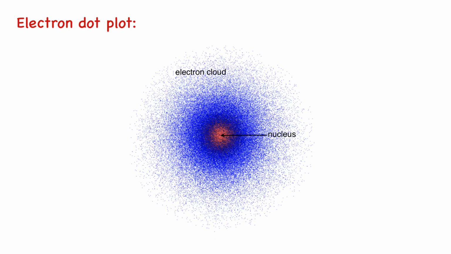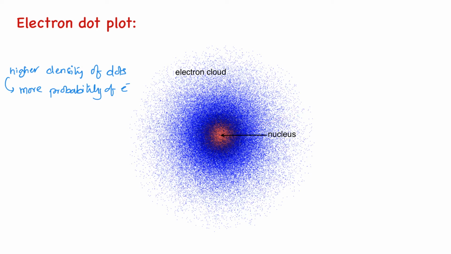The image that is obtained is what we call an electron dot plot. The density of the dots in this plot shows the probability of finding an electron at that position. The more concentrated the dots are at a particular point in the three-dimensional space, the higher is the probability of finding an electron at that point. As we can see, the density of the dots is higher closer to the nucleus and decreases as we move away from the nucleus.